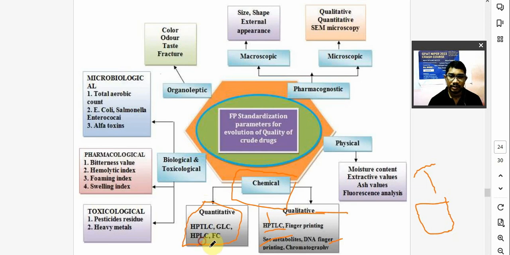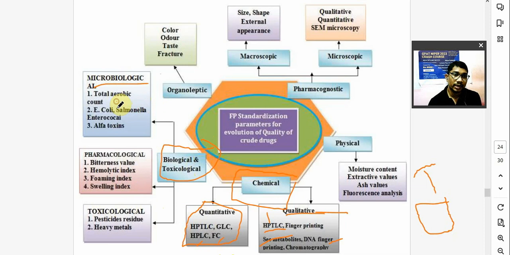Then presence of E. coli, presence of Salmonella, presence of enterococci bacteria, presence of alpha toxin. Actually this alpha toxin should not be present in any crude drug. Alpha toxin should not come in a crude drug at all. This is important. So microbiology includes the total aerobic count, E. coli, Salmonella, and presence or absence of alpha toxin.